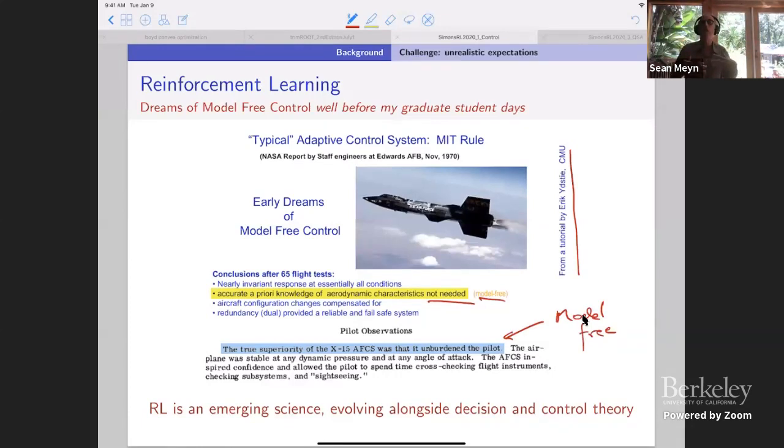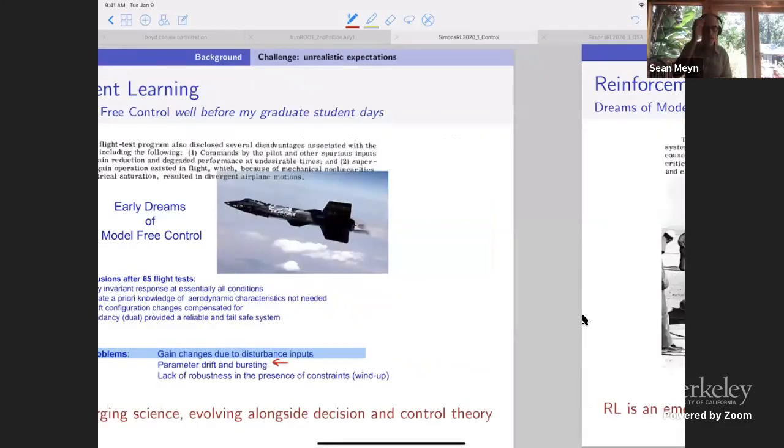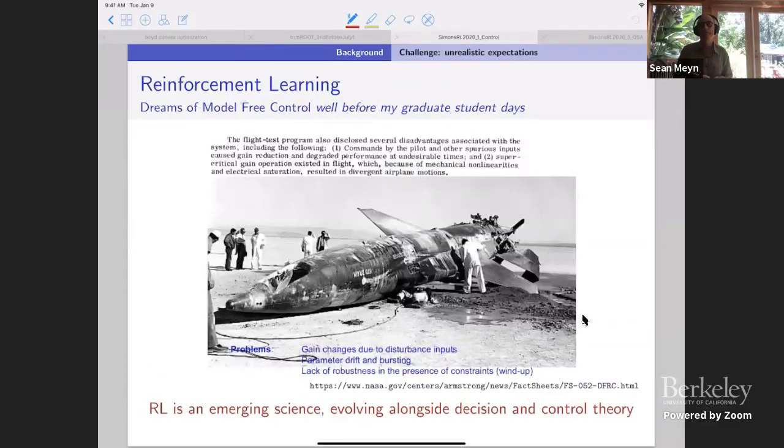So this is a sort of overselling of something very, very delicate. And here's what happened, is that it didn't work. Basically, there was high gain, there was parameter bursting, and it was not robust. Windup means the parameters would grow because of integration. And wham, it killed a pilot. It just went crazy and crashed.